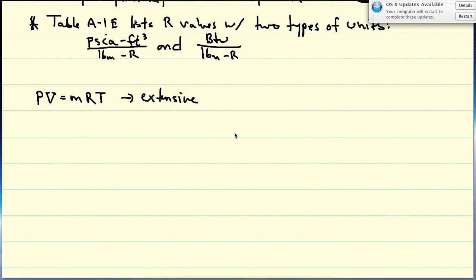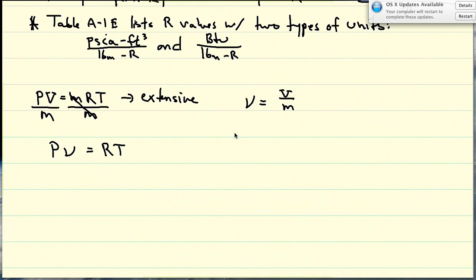So that's very easy to do. All we need to do to write this on an intensive basis is to divide this side by mass and to divide this side by mass. Here, of course, the mass cancels, right? And just recall that the specific volume is the total volume, big V, divided by the mass. And so now we can write our ideal gas equation in terms of intensive properties, which is still pressure, but now times specific volume is equal to the gas constant R times T.